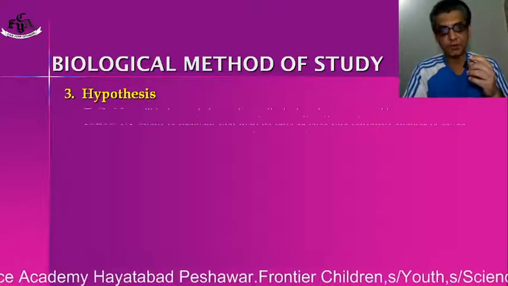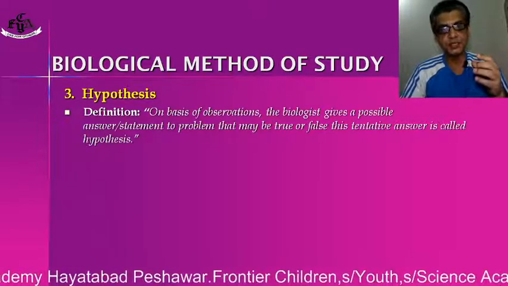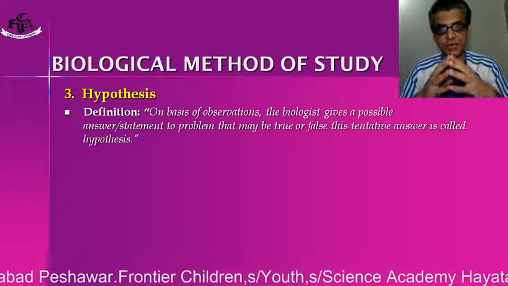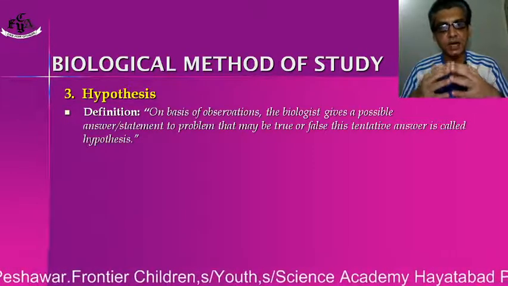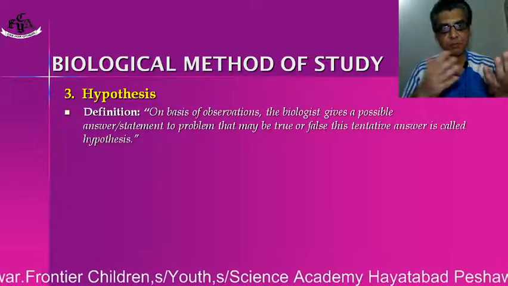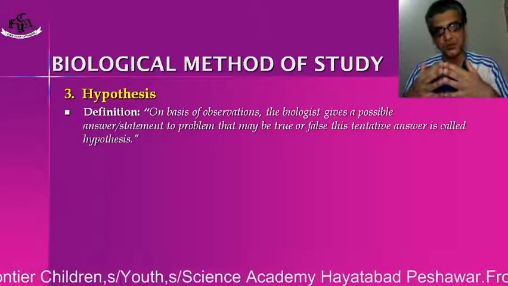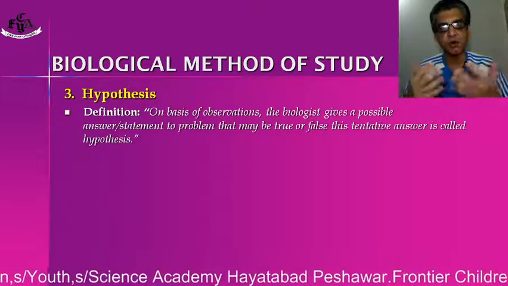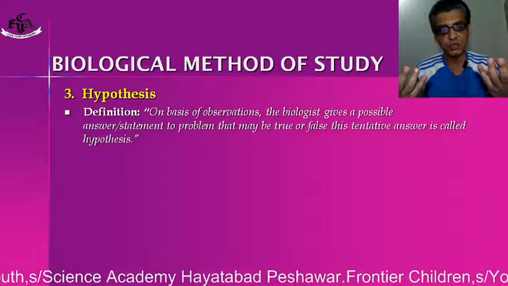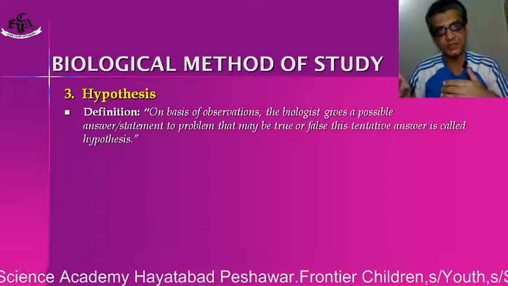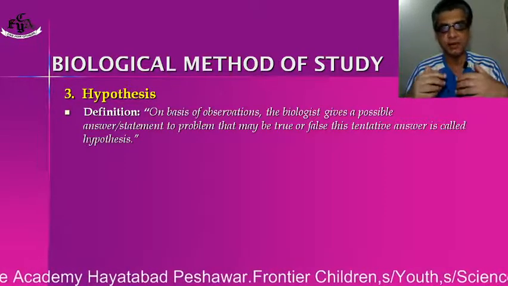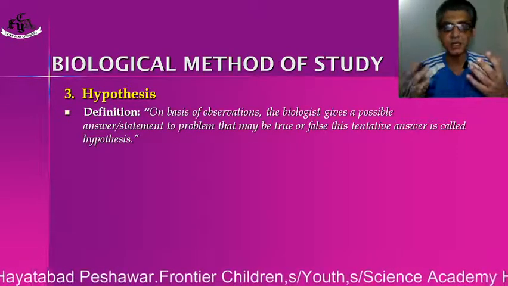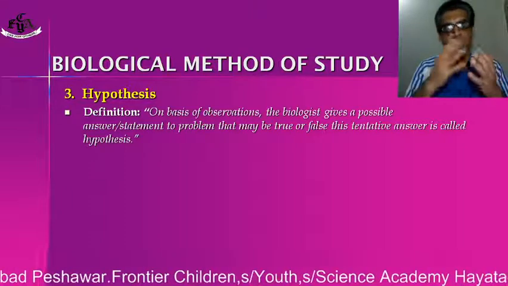So what is hypothesis? Hypothesis: on the basis of observation, the biologist gives a possible answer or statement to the problem. That may be true or false, but this tentative answer is called hypothesis. So on the basis of observation, a hypothesis is made by the scientist, and that may be the possible answer, and that answer may be true or false.